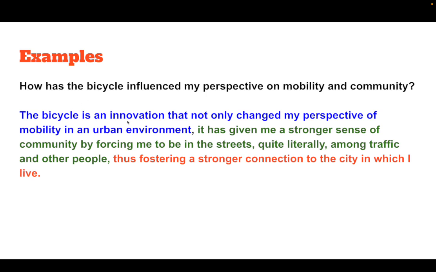The bicycle is an innovation that not only changed my perspective of mobility in an urban environment, it has given me a stronger sense of community by forcing me to be in the streets, quite literally, among traffic and other people, thus fostering a stronger connection to the city in which I live. So in this case, this is 1 sentence, and I put the argument first that the bicycle is an important innovation because it changed my perspective in this way. But this is the umbrella reason, right? This is the main reason why the bicycle is an important innovation for me. And this gives an indication of why this is important, right?